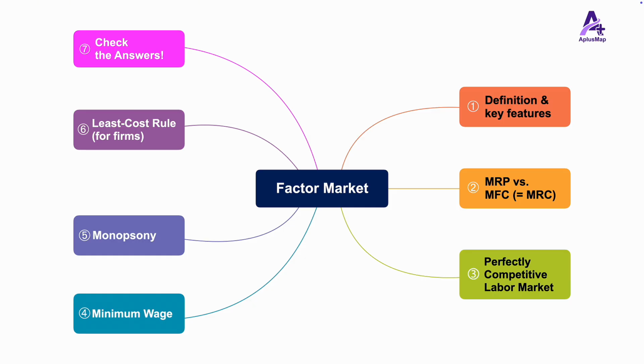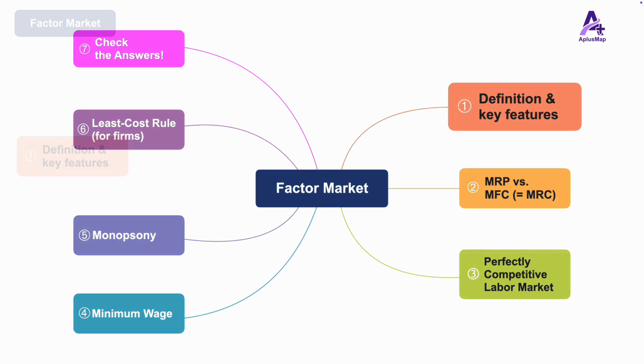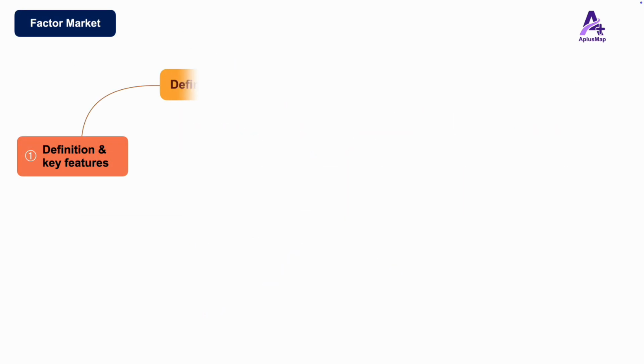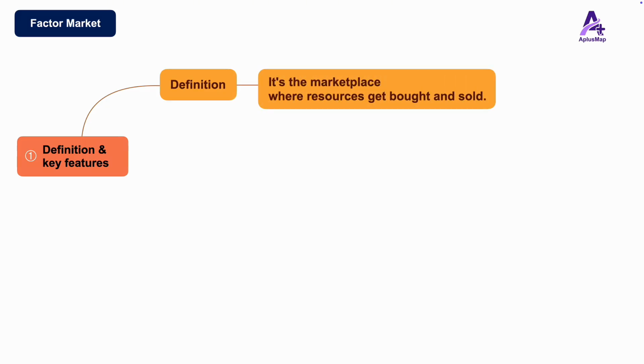Okay, so let's start right at the beginning, the absolute basics. What exactly is a factor market? How does it fit into the bigger picture? Great place to start. So a factor market is basically the marketplace where resources get bought and sold. These resources are the essential ingredients needed for production. You might hear them called factors of production. It's where businesses go shopping for what they need to make stuff.